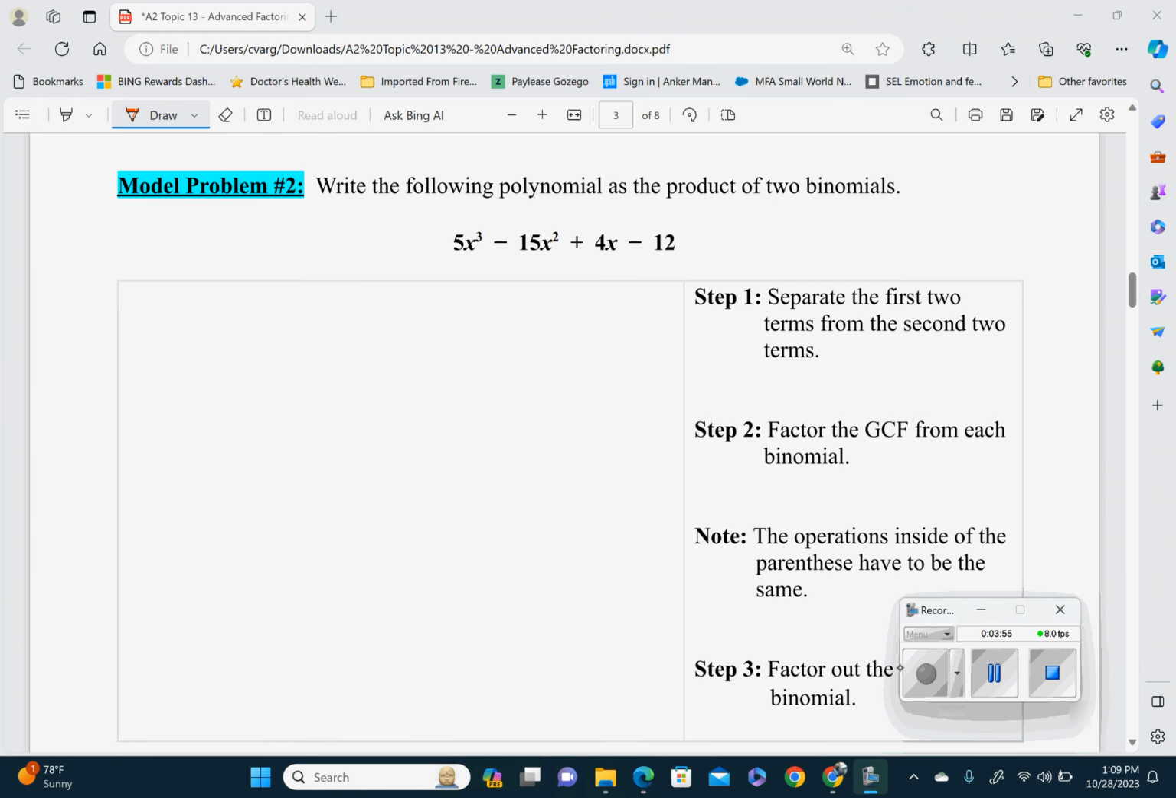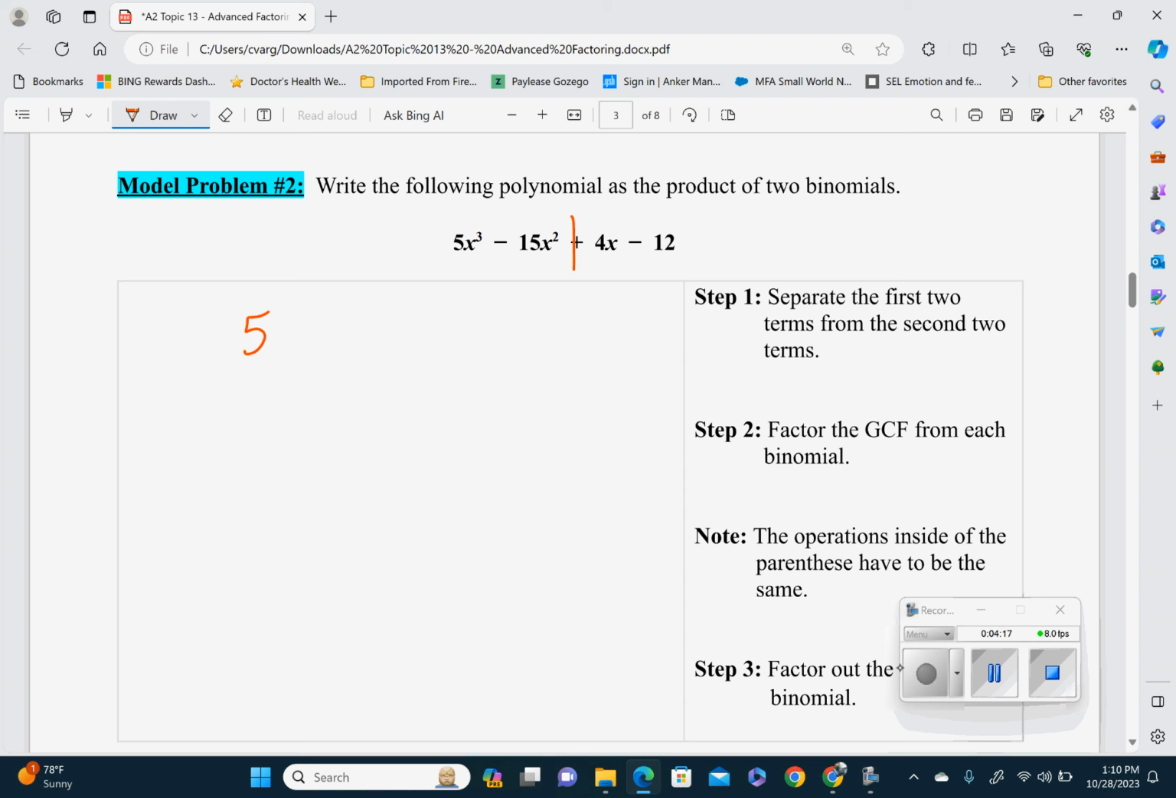we are going to skip model problem number 1 for right now and do model problem number 2. So anytime you have 4 terms, you always split it in half, factor out the left, factor out the right, and then see what happens, okay? So split it. So I have between a 5 and a 15, a 5 comes out.